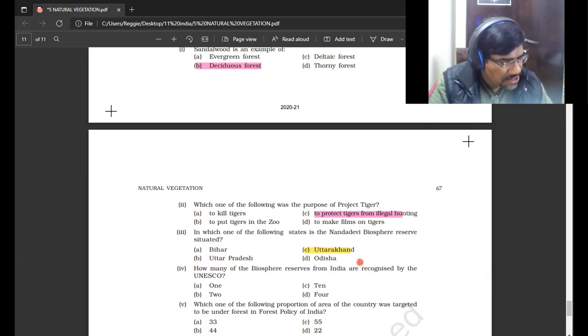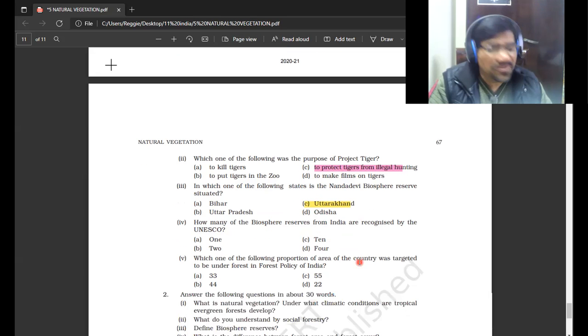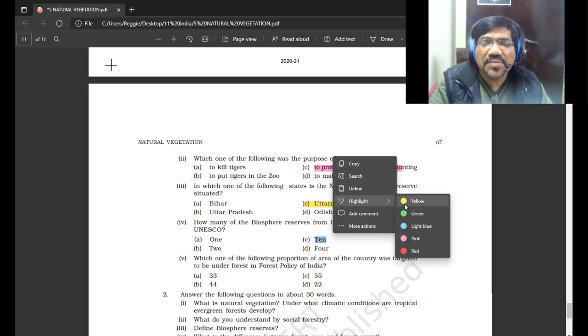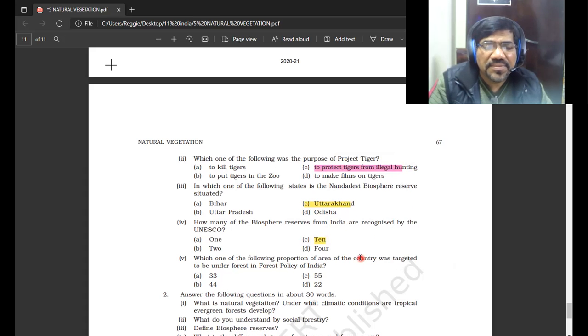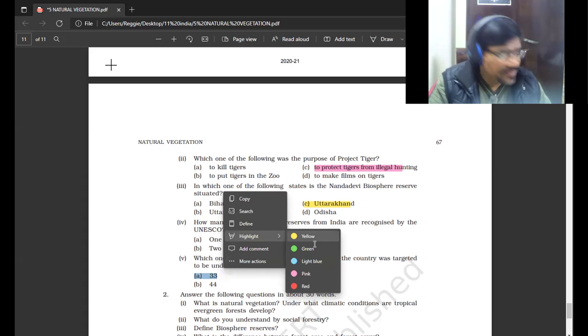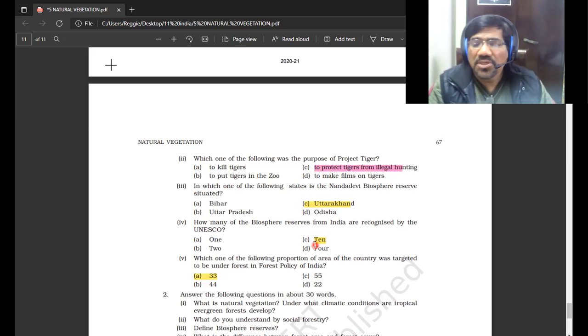Then it says, here, this has changed. In the past it was something else, now it has become 10, right? So you can mark that. And then, what percentage of forest should be under the forest cover? It is 33%. Now I should thank you, children, for sparing your time to see this video.